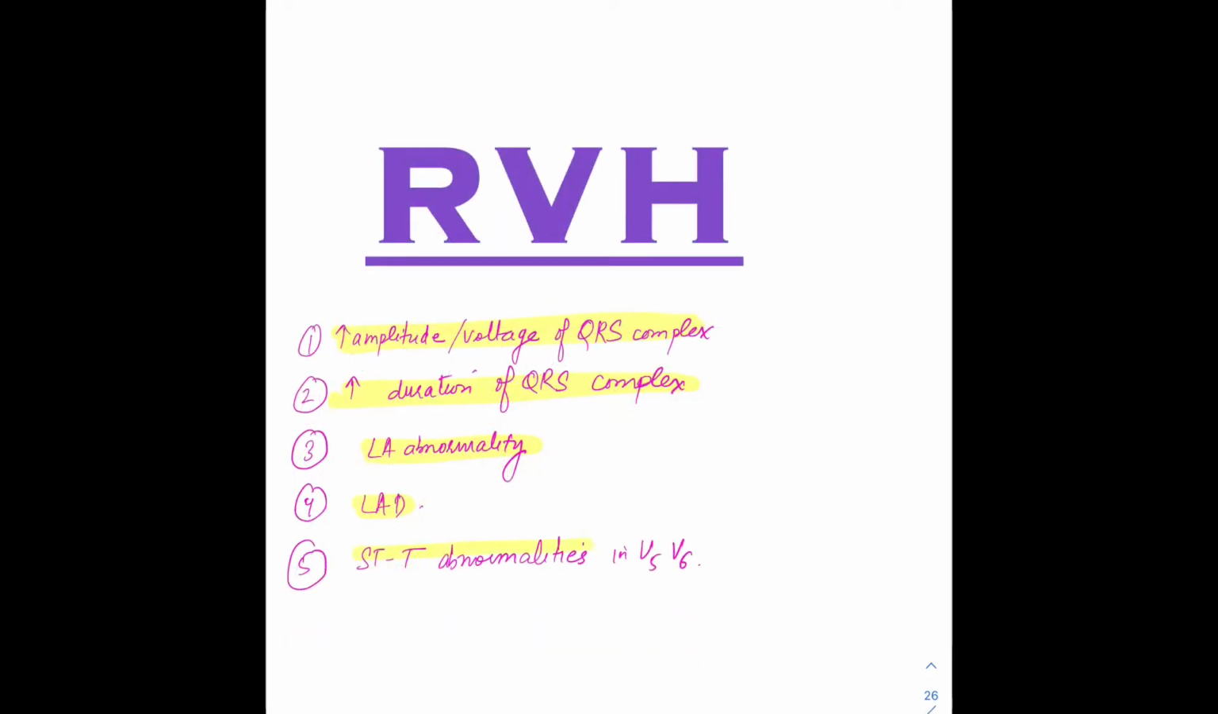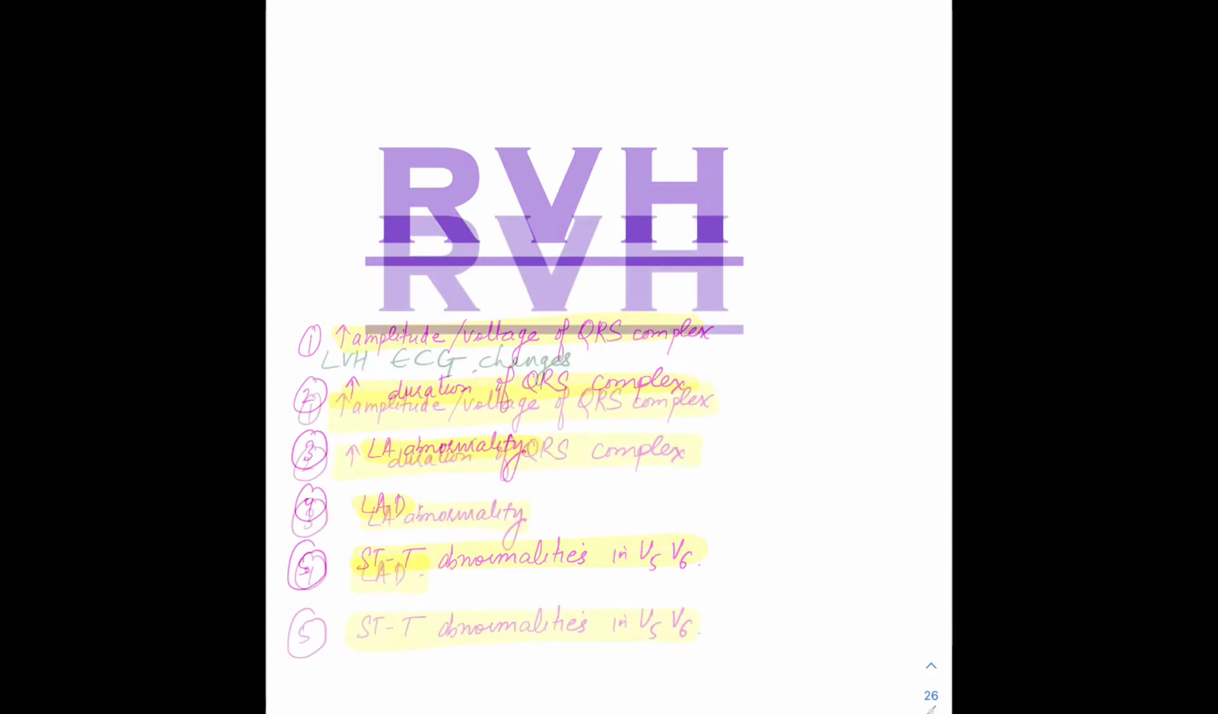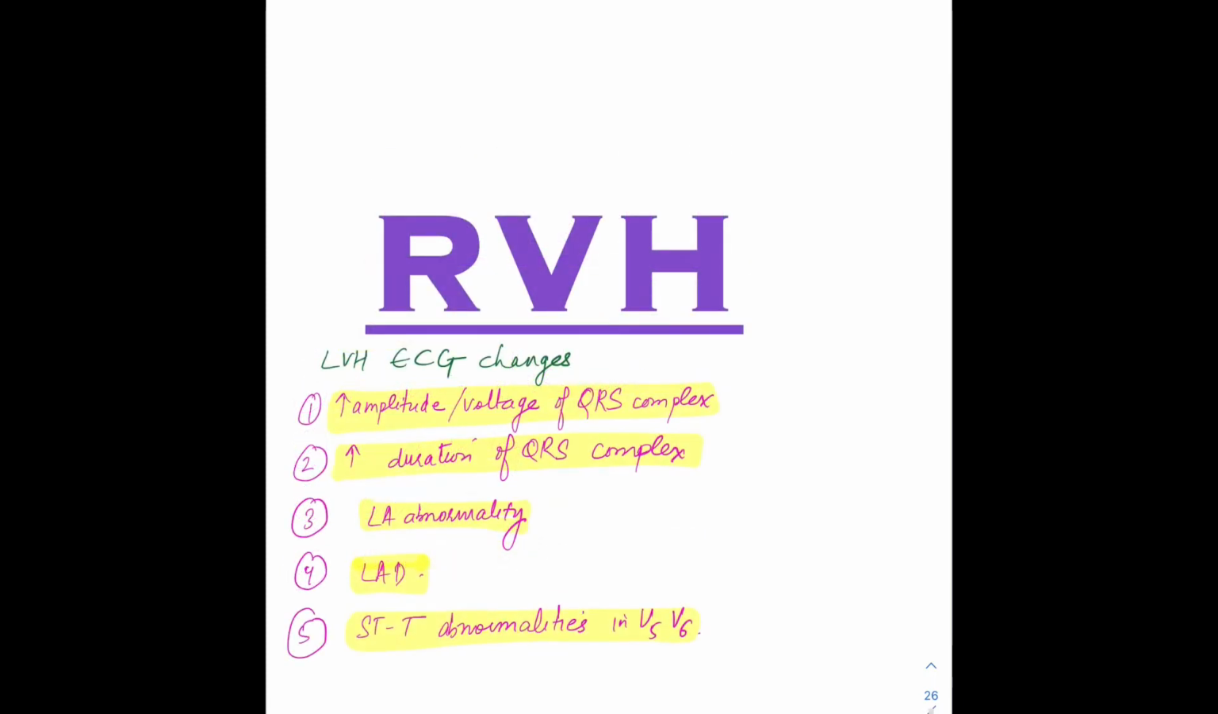So now coming on to the last concept of ST and T wave abnormalities in V5 and V6. I think I have spent a good amount of time discussing the basis of the ST depression and T wave inversion in left ventricular hypertrophy. We will be having a similar kind of thing in case of right ventricular hypertrophy. So this was a summary of the ECG changes that you see in case of left ventricular hypertrophy. Now I'm going to compare these with the changes that we'll be seeing in case of right ventricular hypertrophy.